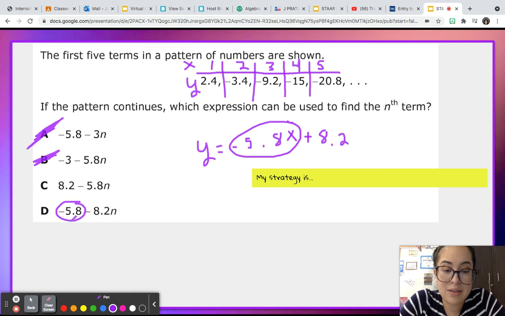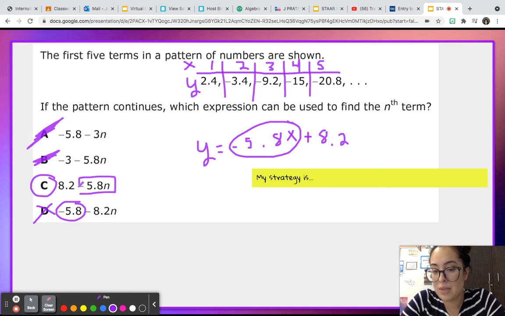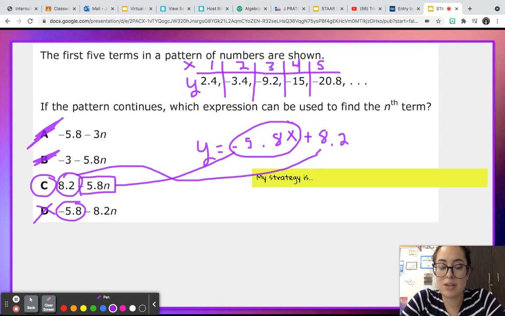It's showing as if this is a y-intercept. So obviously it cannot be D because the negative 5.8 had to be a multiplication of x for it to be the slope. So C. Negative 5.8n. This piece matches this piece. And the 8.2 on its own matches this 8.2 on its own. Okay?